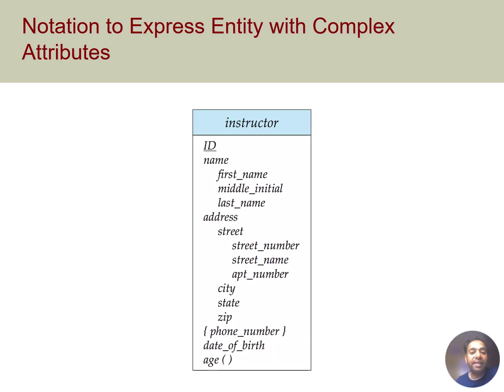Notation to express an entity with complex attributes. Here are the attributes like ID, name. Name can be divided into first name, middle initial and last name. Then we have address. Street can be divided into street number, street name and apartment number. Then we have city, state and zip. This all makes address. Then we have phone number, date of birth and age. Age can be derived from date of birth.